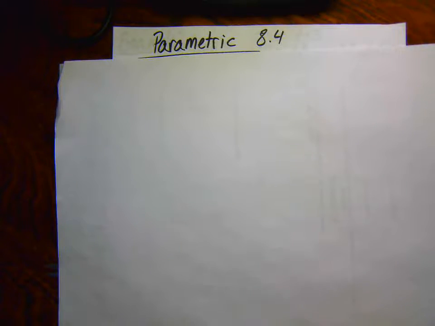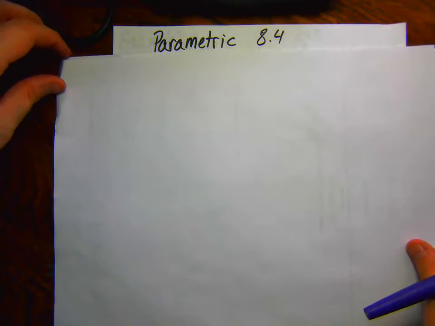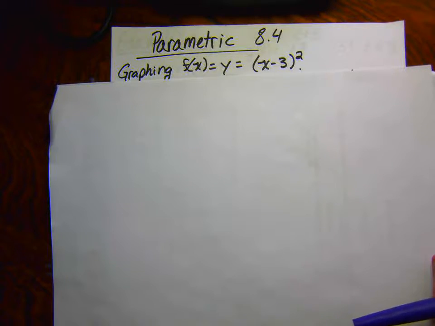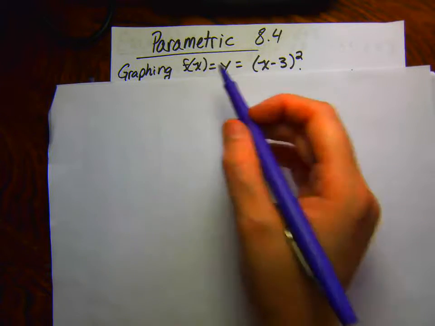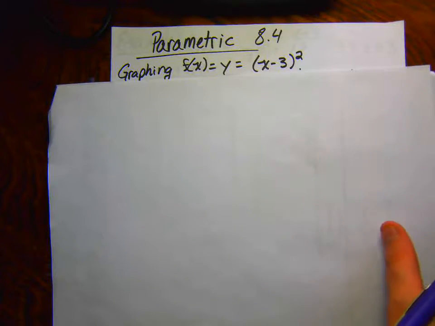Okay, so we're going to be talking about parametric equations today. First, let's talk about rectangular equations. So let's say that we wanted to graph f of x, which means a function of x, which is our y, equals (x − 3)².